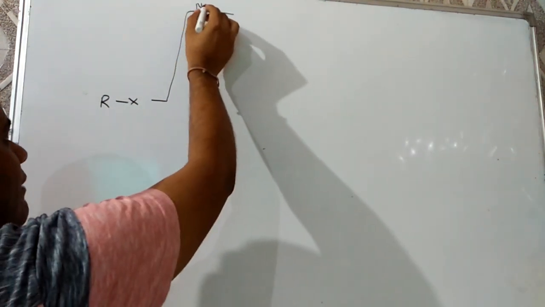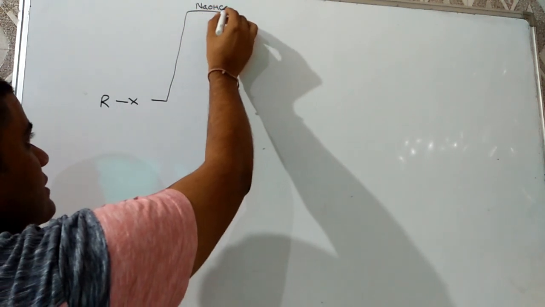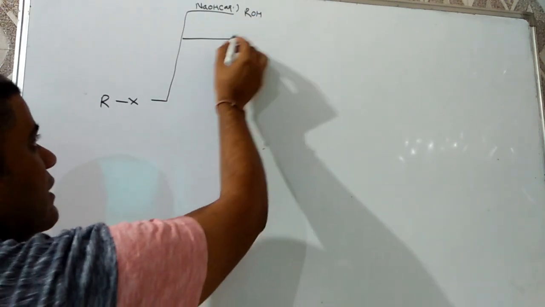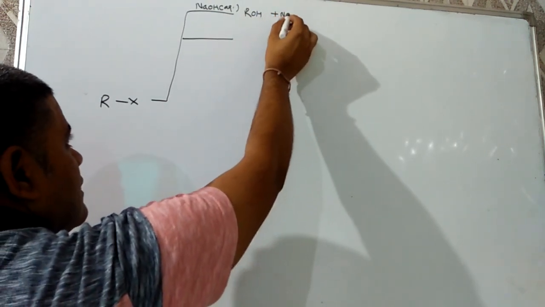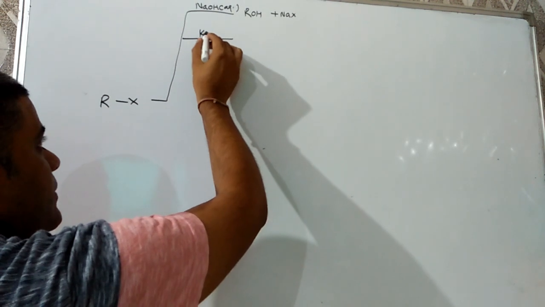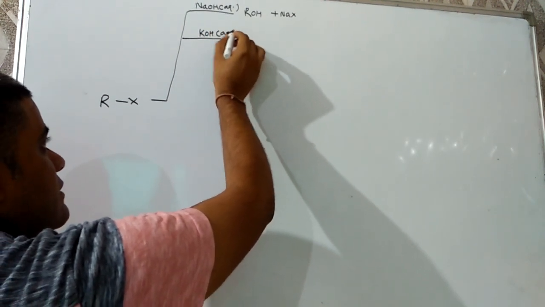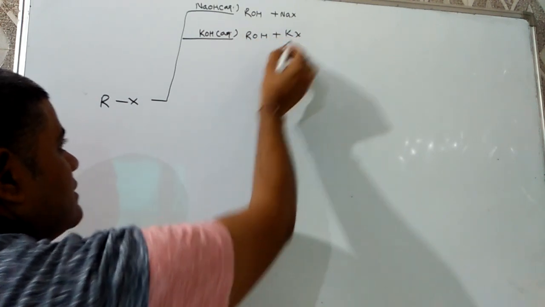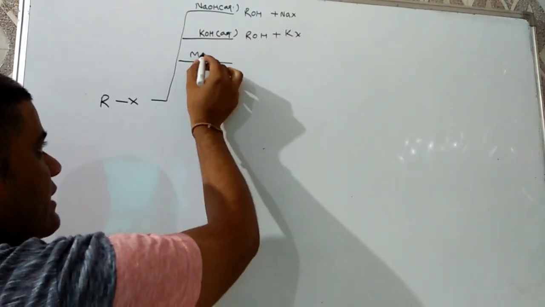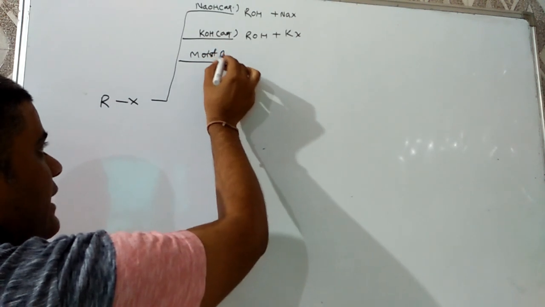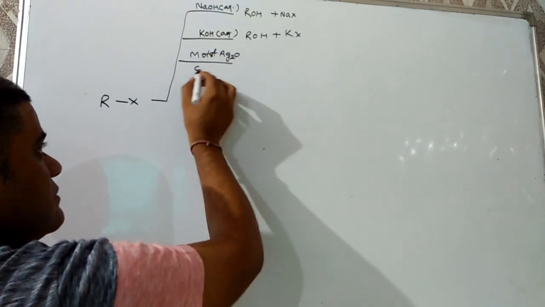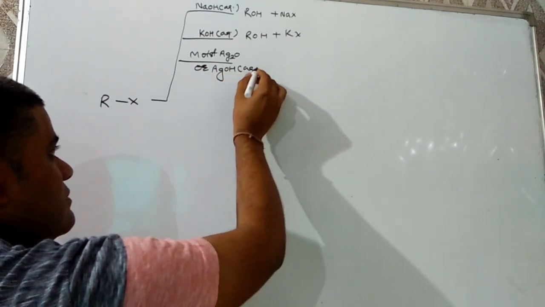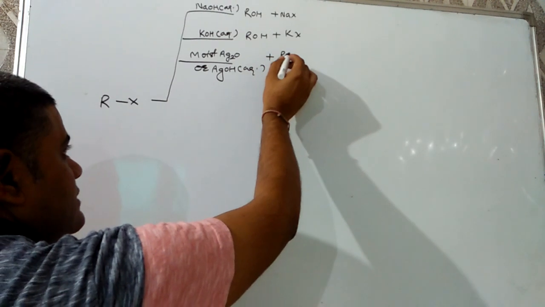If a haloalkane reacts with aqueous NaOH, then the product formed will be alcohol plus NaX. If aqueous KOH is added to it, then the product formed will be alcohol plus KX. And if moist silver oxide is added to it, then the product formed will be alcohol plus AgX.